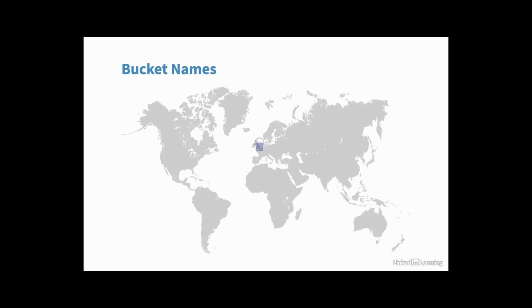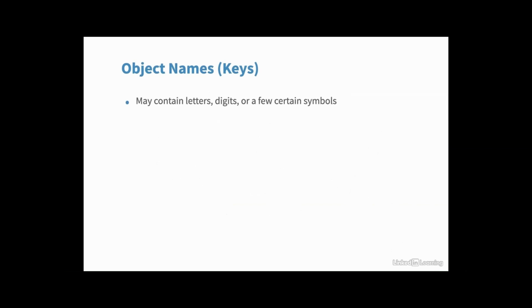Back to buckets. The namespace for buckets is global, which means that each time you create a bucket, you'll need to come up with a name that's unique worldwide. Object names within a bucket can contain letters, digits, or certain special characters, including slashes.